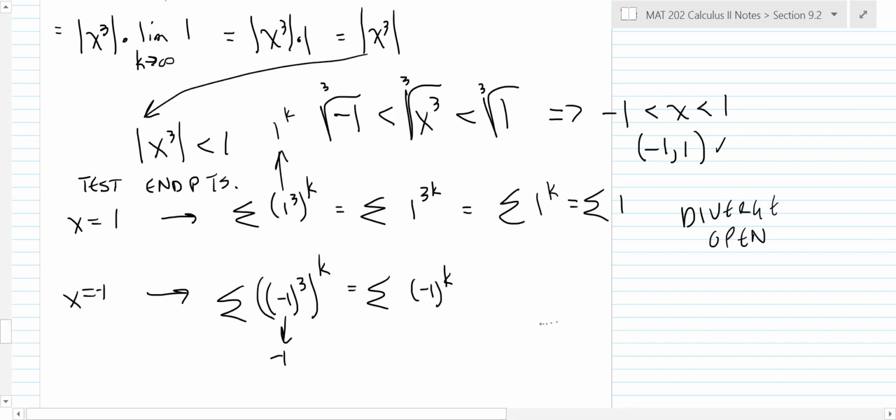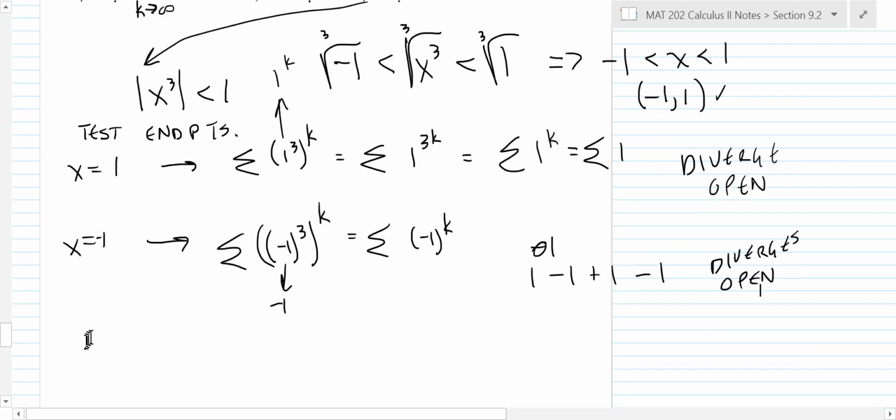It would alternate. It would go -1 to the 0 is 1, but it would just alternate, and a lot of times students think that's going to go to 0. Remember, yeah, the terms will cancel, but you always have another term, don't you? So that one also diverges, so that means that's also an open interval. So our conclusion in this problem is that the interval of convergence is -1 to 1. That means -1 and 1 are not included.